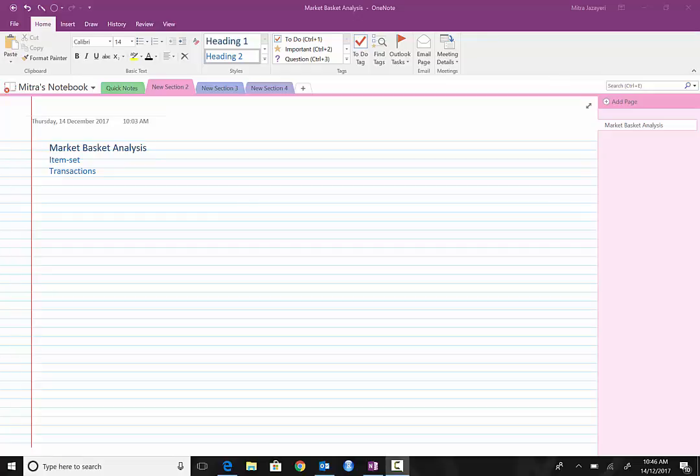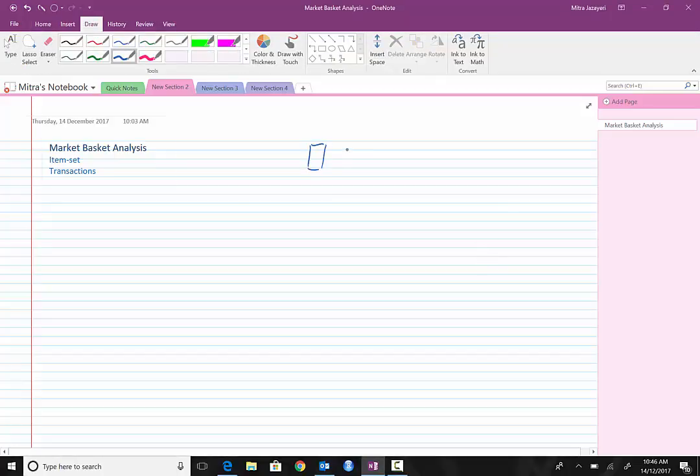Today we are going to talk about market basket analysis, and we want to clarify what is an item set and what is a transaction. So imagine you have got 1,000 dockets, receipts from the supermarket, and each receipt represents a transaction with items, for example, milk, bread, and their prices.